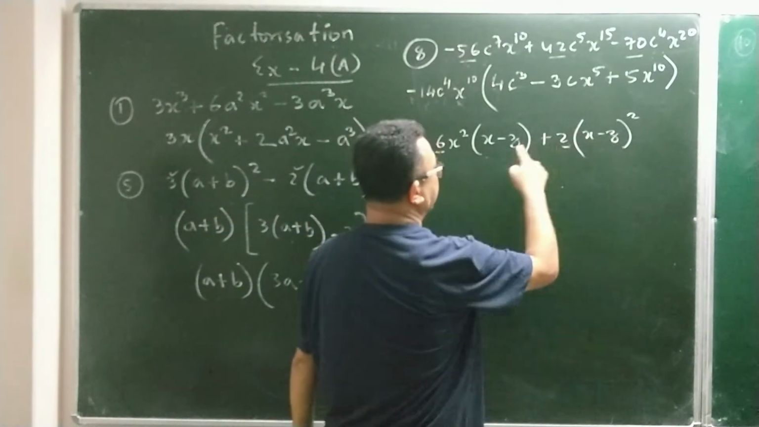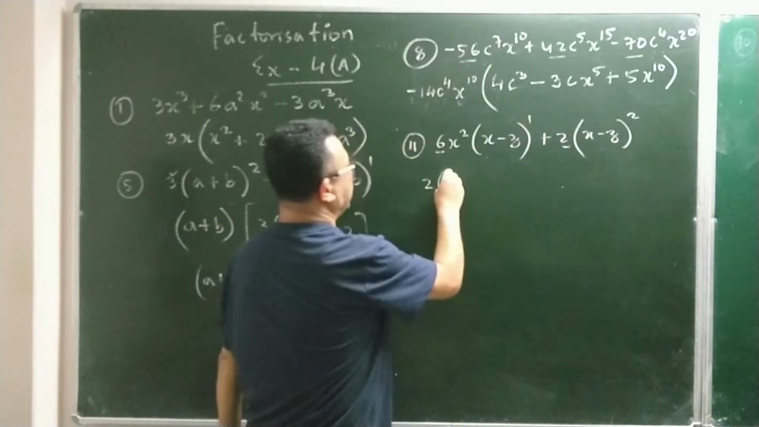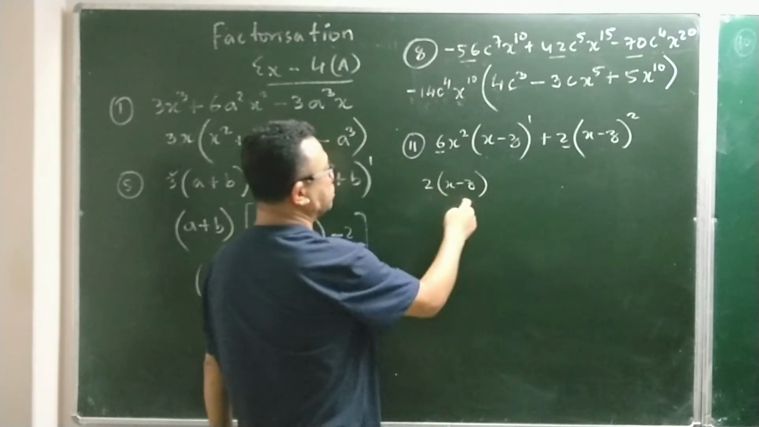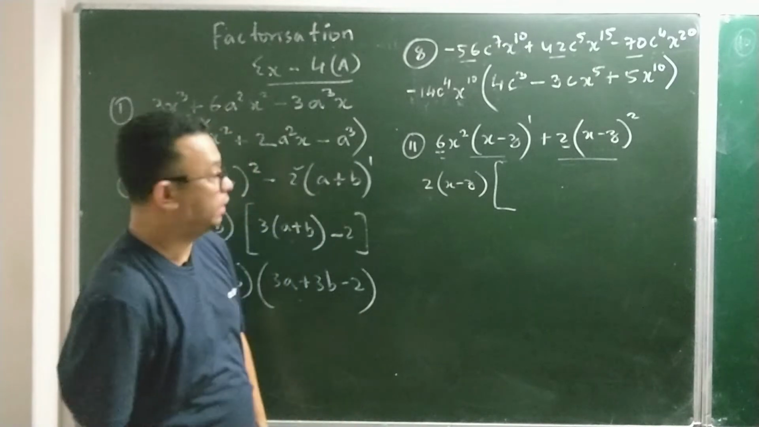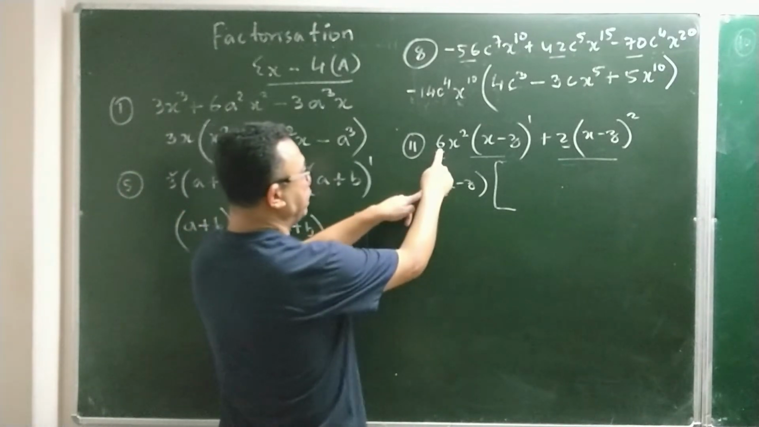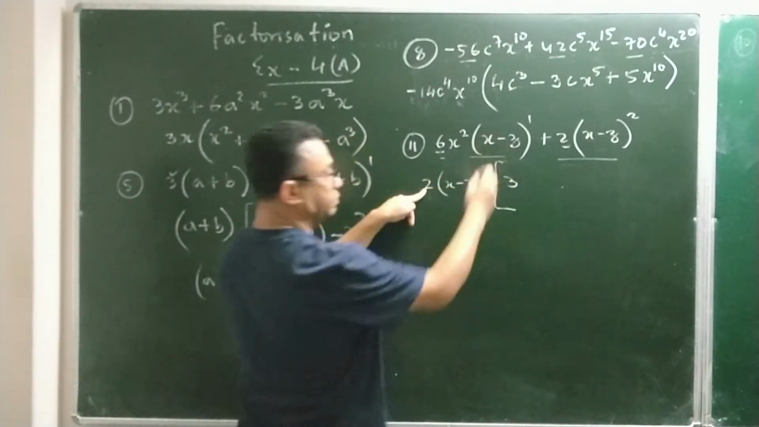X minus z is here also and here also, and then the lower power is 1, so that's why x minus z. So that means 2x minus z is what is common between this one and this one. Okay, so 2 is common. So 2 will divide 6. 2 into 3 is 6.